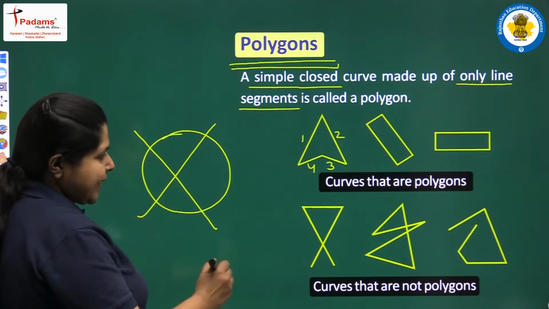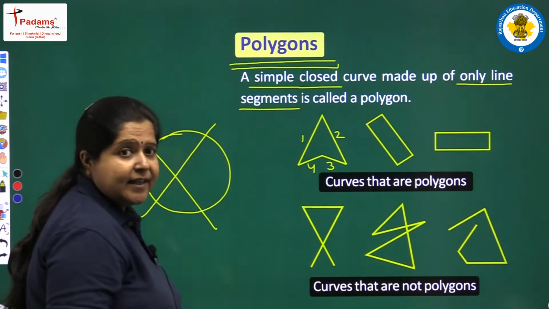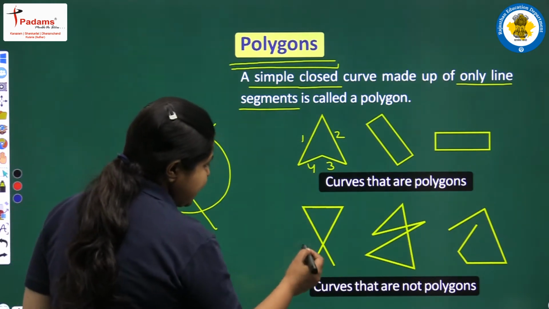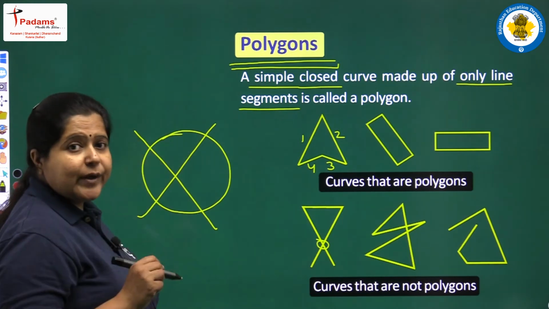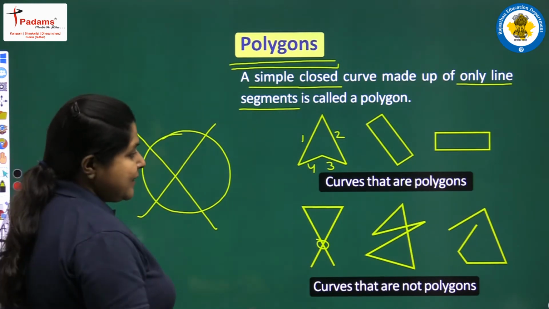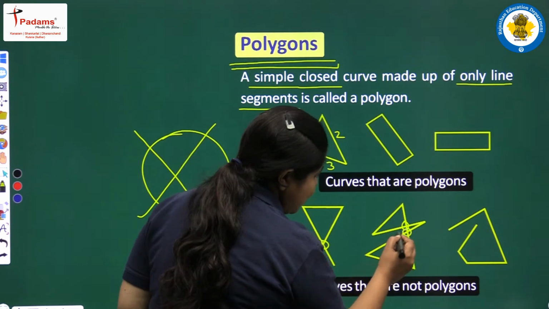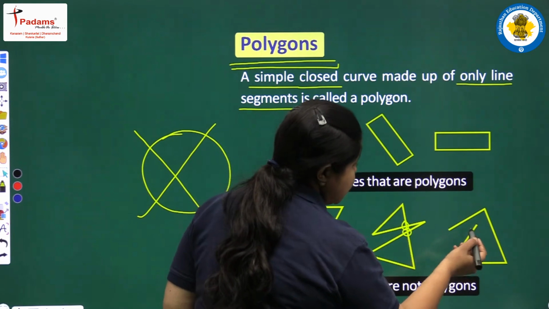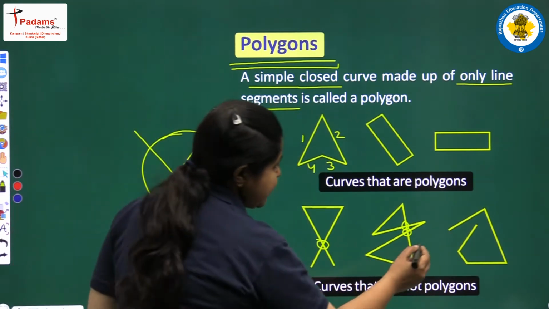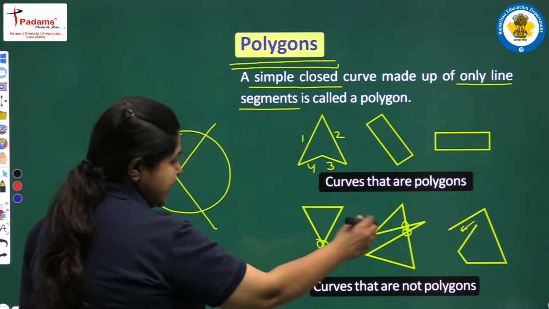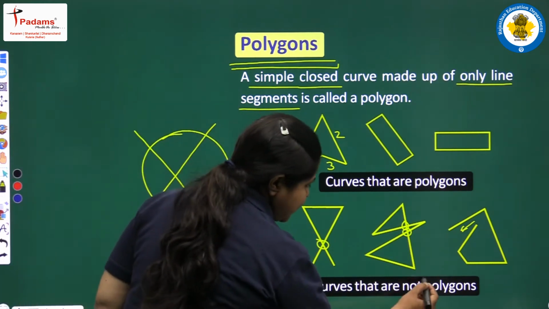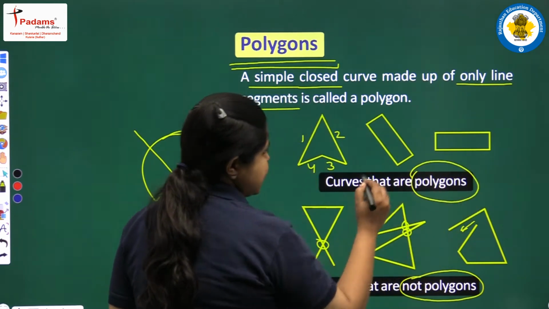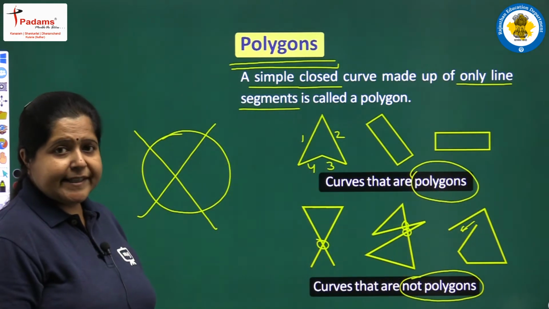Remember this. Again, here are also some line segments, but are they polygons? No. Why? Here you can see this is crossing itself. So, it is not a simple curve. Here again it is crossing itself at 2 points. It is also not a simple curve. Here it is not a closed curve because it is opened from this side. So, these figures are not polygons and these figures are polygons. I hope this is very much clear to you.